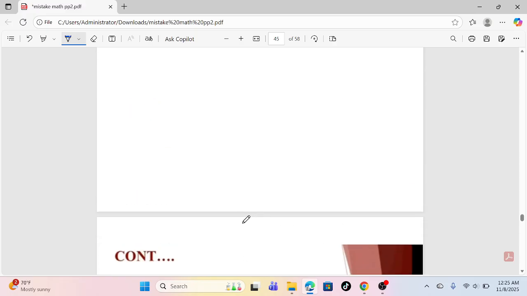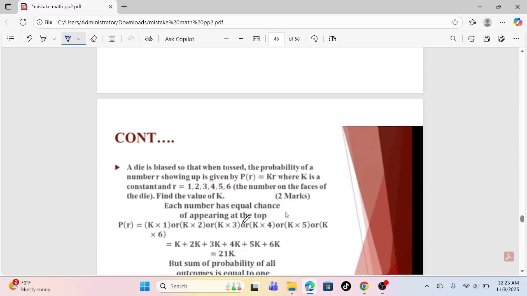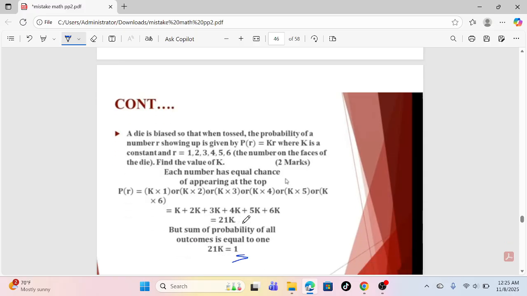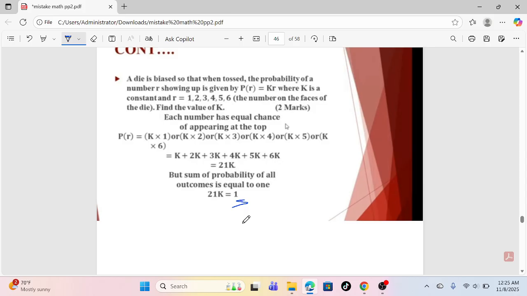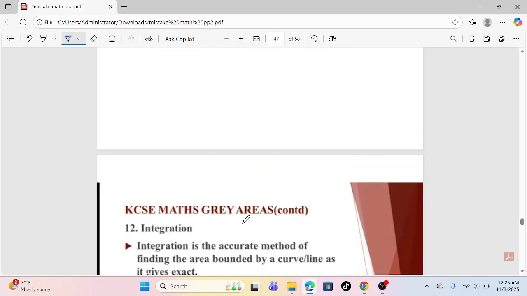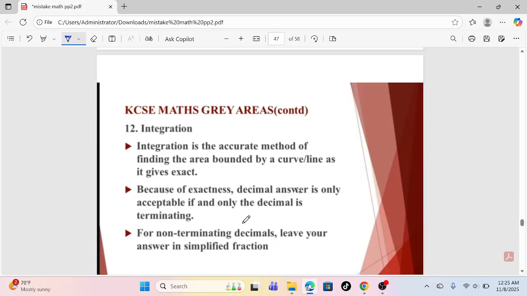We said the sum of the probabilities is equal to 1. We said so, right? So all those figures should give you 1. So let's go to integration.